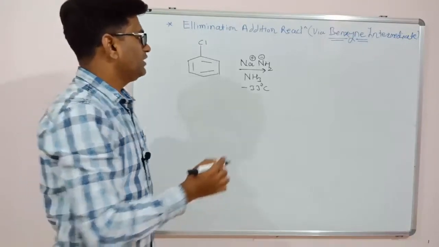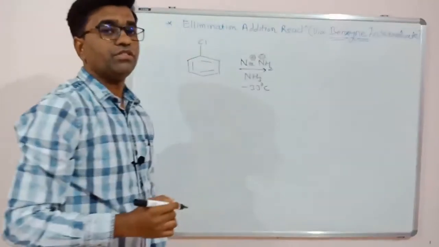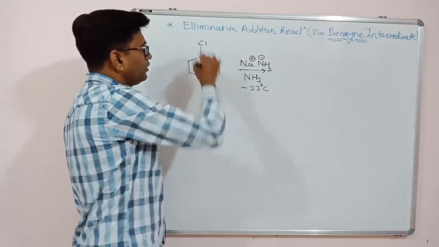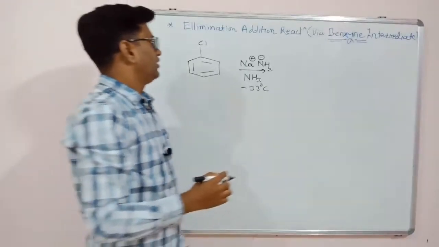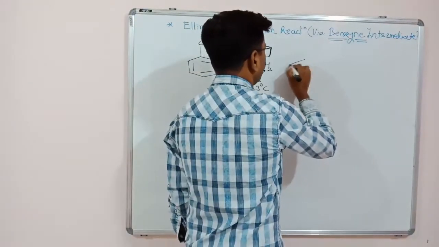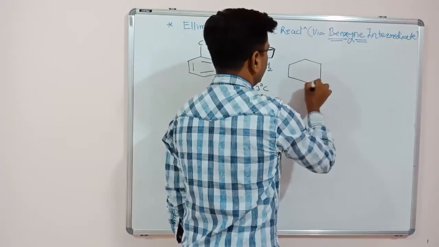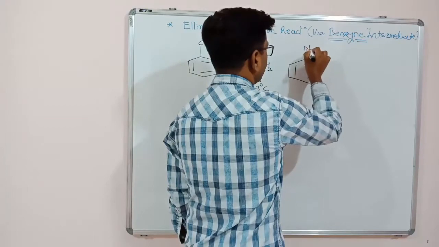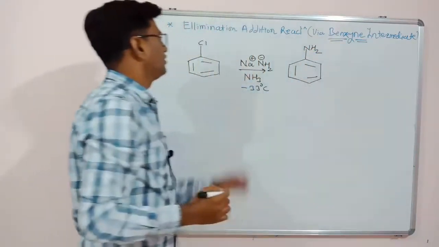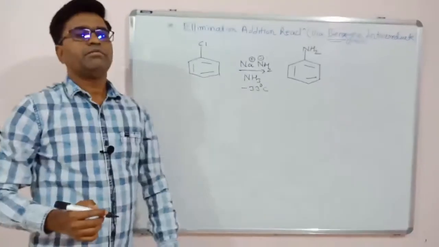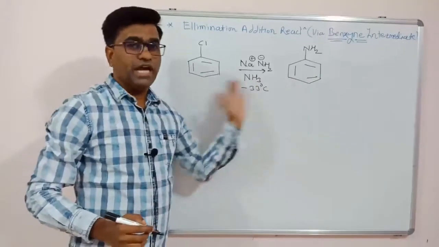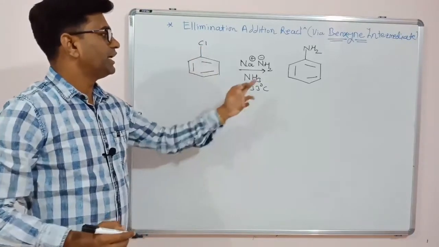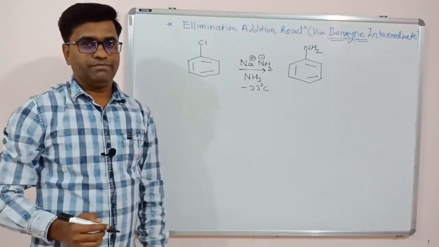In that case, what will happen? NH2- acts as a nucleophile and attacks the carbon bearing the chlorine atom. Chloride will leave. Because of the chlorine atom the ring becomes electron deficient, so nucleophilic attack is easier, because chlorine deactivates this benzene ring. This is called aromatic nucleophilic substitution. The chlorine atom is replaced by the amino group.